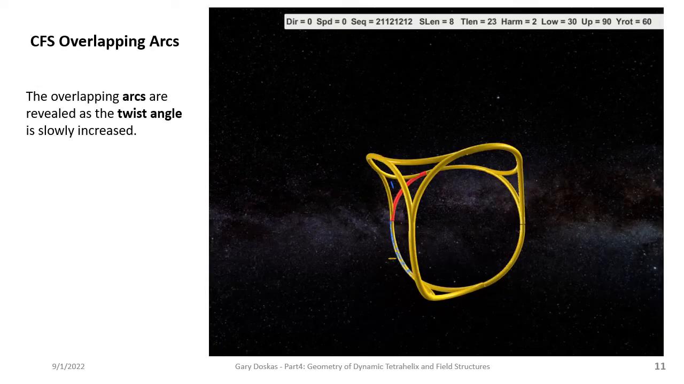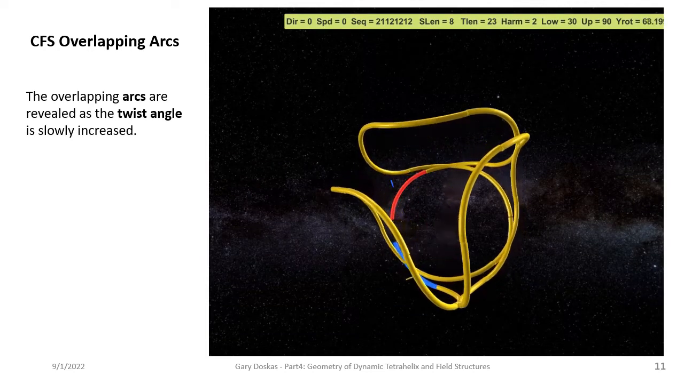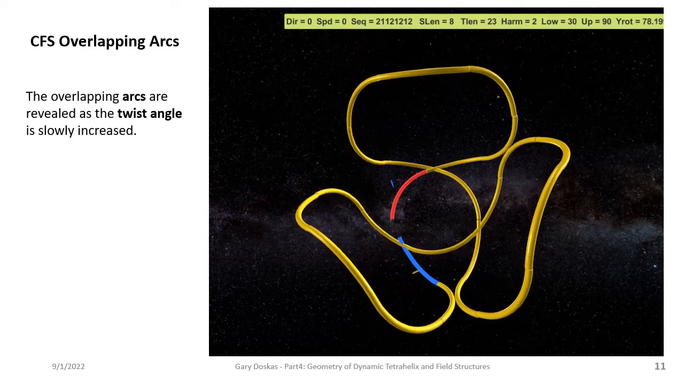CFS overlapping arcs. The overlapping arcs in the CFS are revealed as the twist angle is slowly increased, and this exposes its 24 arcs.